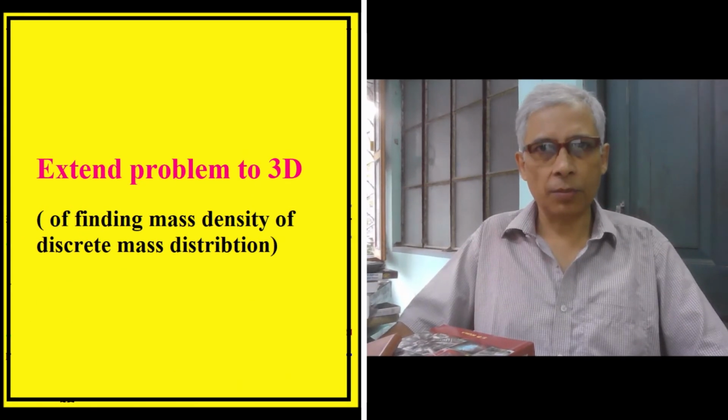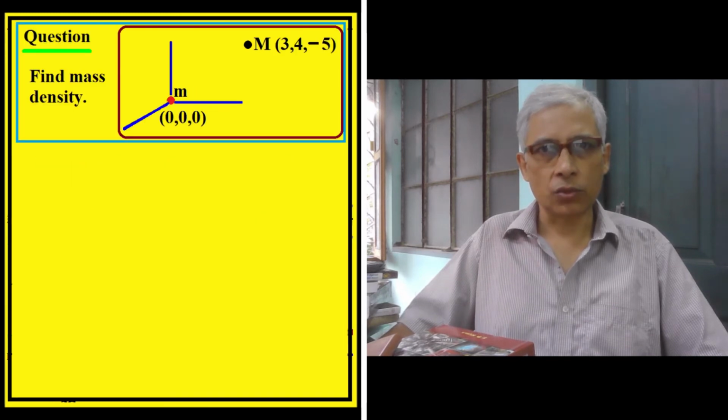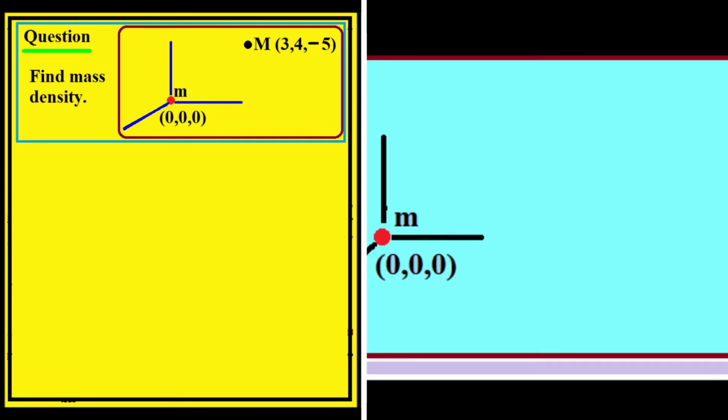Let us extend the problem further of finding the mass densities of discrete mass distribution. Now we consider two masses, one is small m and another is capital M, resting at 2 points in a 3D space. So this is the question. Let us take mass small m to be at the origin and the mass capital M to be at a point whose coordinates are given in the question.